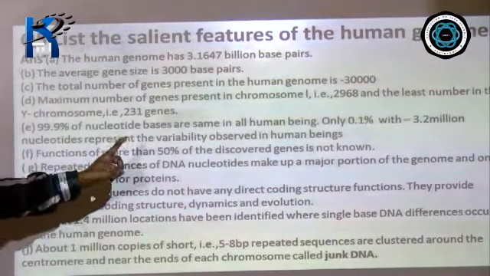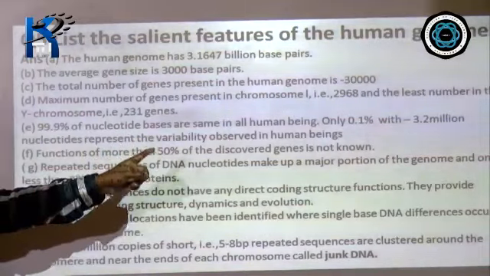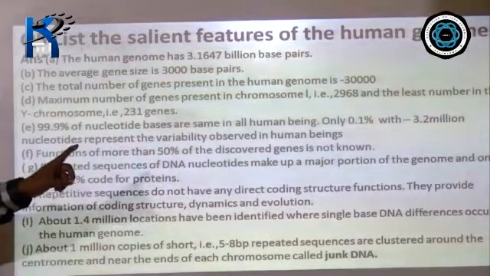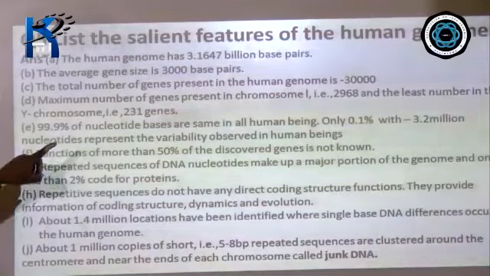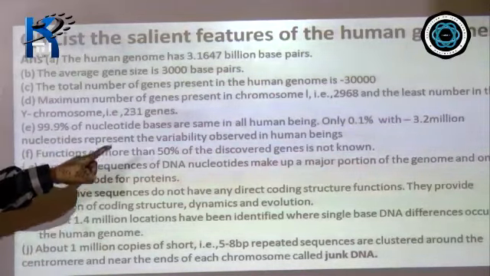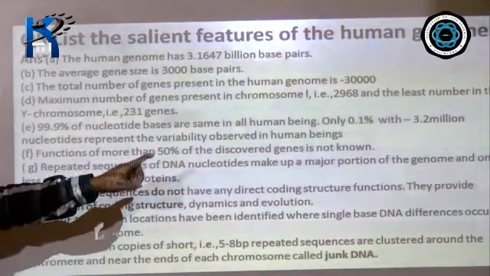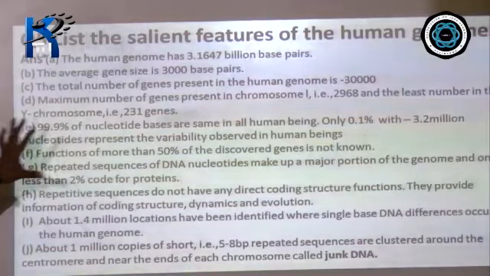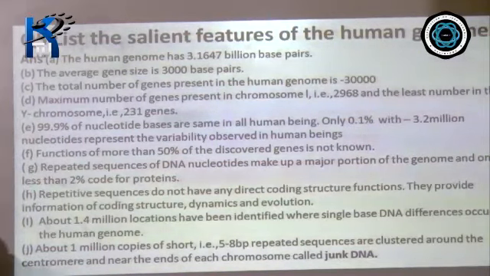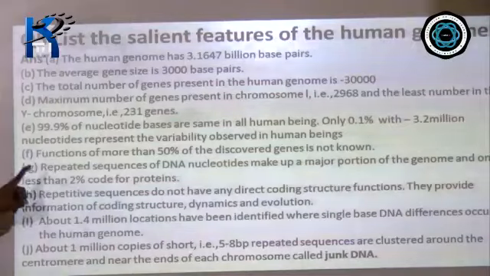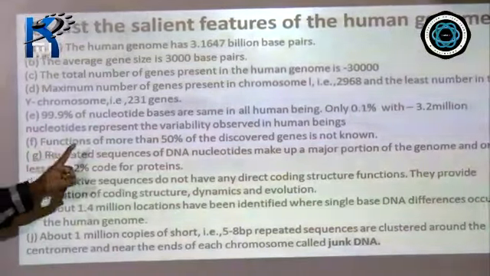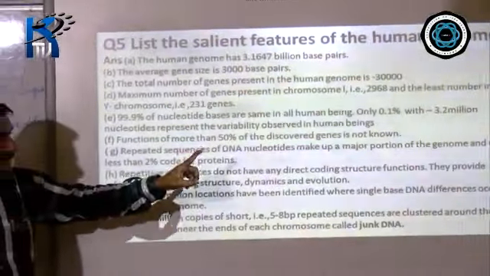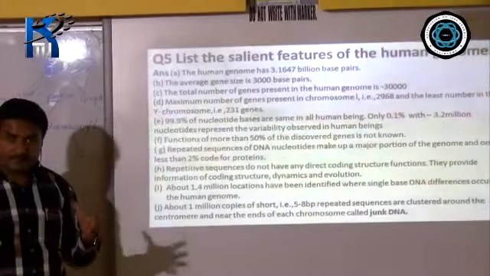99.9% of nucleotide bases are the same in all human beings. Only 0.1%, with 3.2 million nucleotides, represents the variability observed in human beings. Only 0.1% is a difference in human beings; otherwise 99.9% of the nucleotides are the same. Next, the function of more than 50% of the discovered genes is not known. So this has been observed.